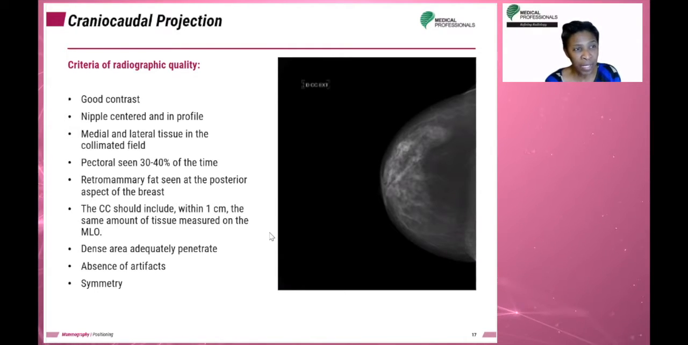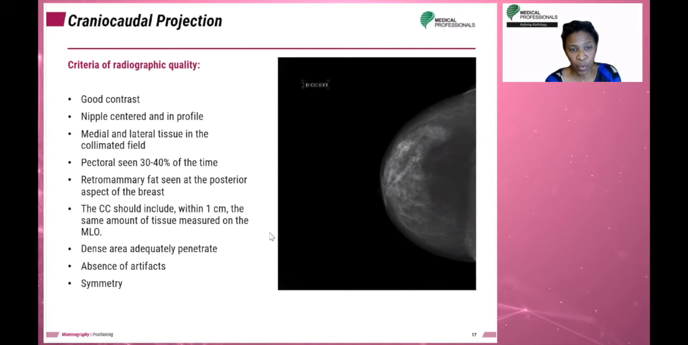You can sometimes see the pectoral muscle. Typically in about 30 to 40% of the cases, you will see the pectoral muscle. But if you're seeing it on every single one of your CC projections, then you know you're doing something wrong. You're probably turning the patient and pulling too much lateral tissue into the collimated field. Again, you must see that retromammary fat tissue on the posterior aspect to know that you have imaged all of the breast tissue. And when you measure the CC, it should be within 1 centimeter of the PNL as measured on your MLO projection, which I'll describe in a little bit.